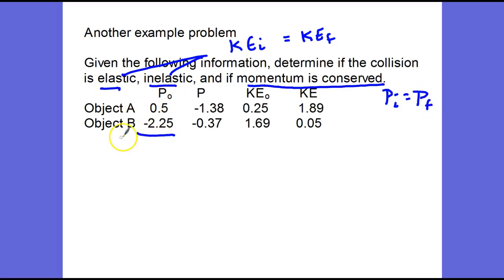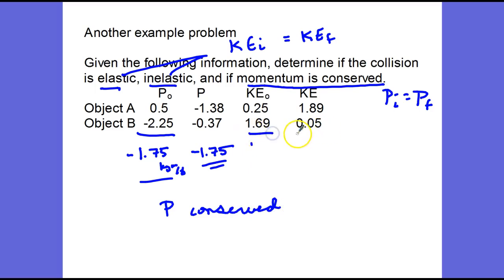Here are my initial momenta. And so 0.5 plus -2.25, that equals -1.75 kilogram meters per second. And the final momentum is -1.38 plus -0.37, and that's -1.75. They are the same, and so momentum is conserved.